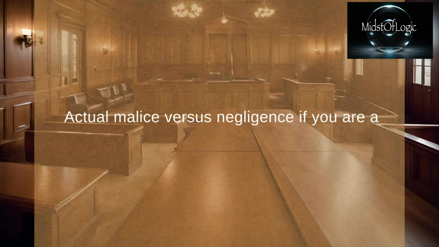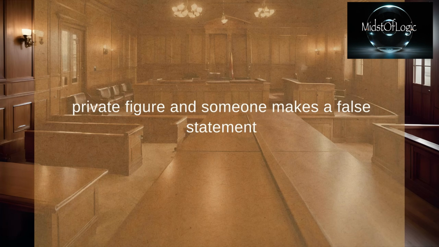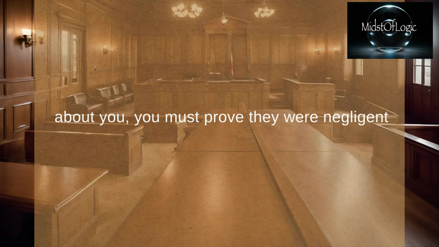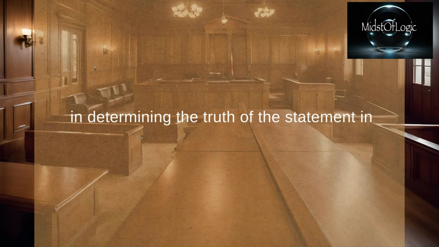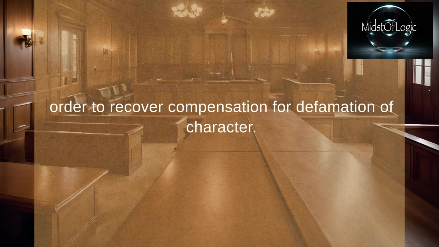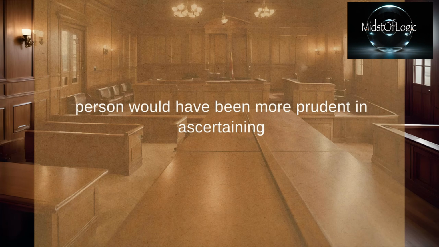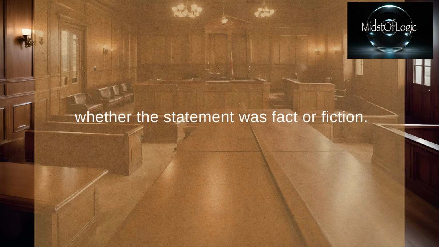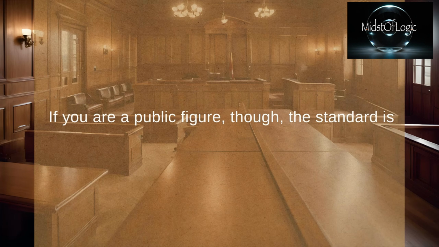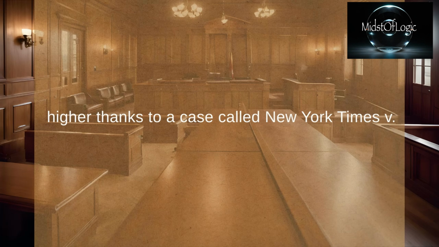Actual malice versus negligence. If you are a private figure and someone makes a false statement about you, you must prove they were negligent in determining the truth of the statement in order to recover compensation for defamation of character. This means you must show that a reasonable person would have been more prudent in ascertaining whether the statement was fact or fiction. If you are a public figure, though, the standard is higher.